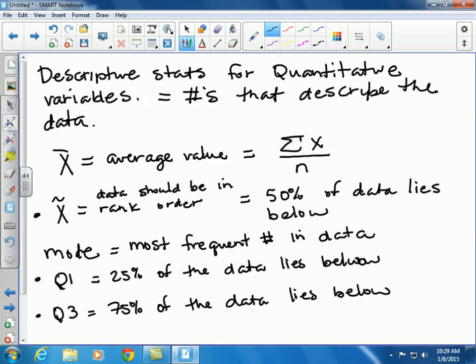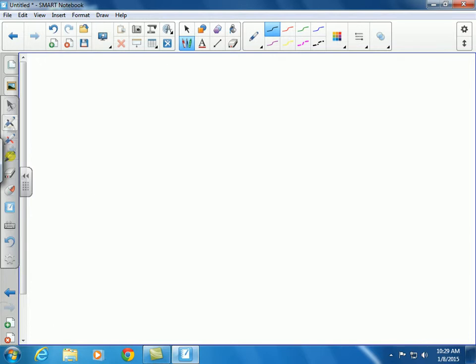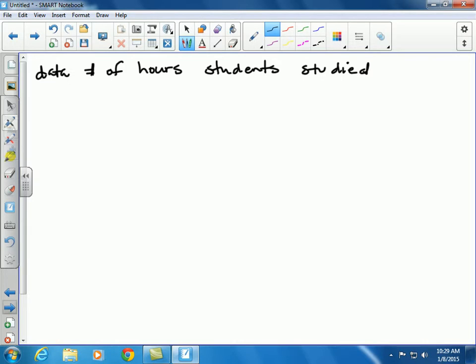So what I want to do is give a data set, and then we will compute these different values for the data set. Let me switch it over here. I want to give you data of the number of hours students studied. Okay, so here's my data, and I'm just going to immediately give it in order.